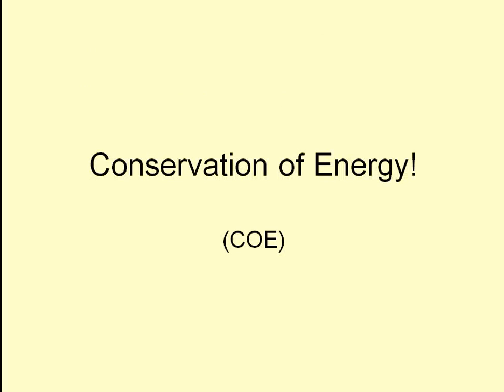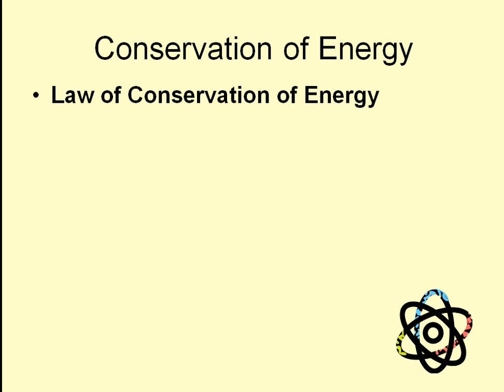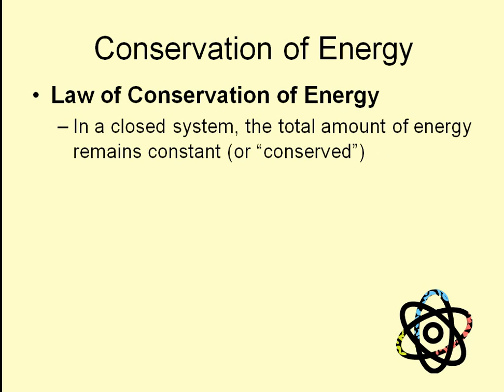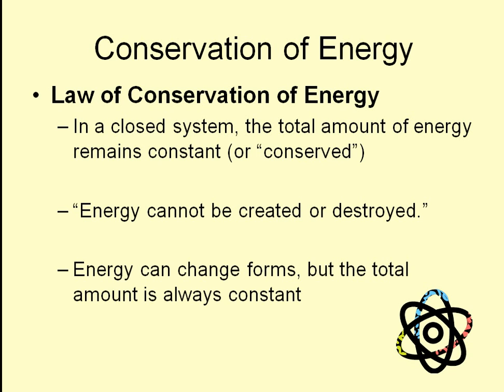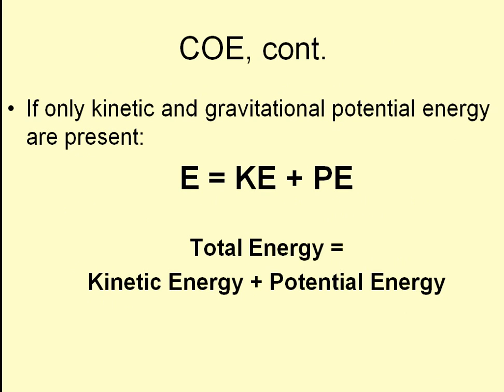Okay, so in this lesson, we're going to talk about how energy is conserved. So we're going to talk about the conservation of energy, which we use the abbreviation COE for. We have this law of conservation of energy that says, just like every law of conservation, as long as we're in a closed system, where we don't allow any of the energy to release from the system we're studying, the total amount of energy is going to remain constant, meaning we cannot create or destroy energy. The energy can change forms, but the total amount is always going to be constant.